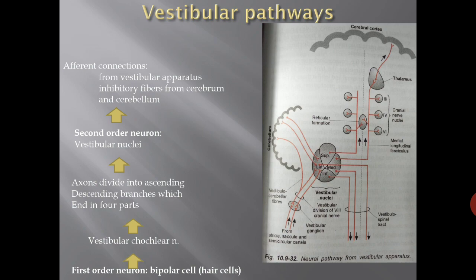In this figure you can see the vestibular pathways. From the hair cells, the receptors present in the utricle, saccule and semicircular canal, then the vestibular ganglion, and then the vestibulocochlear nerve, the eighth cranial nerve, which now enters the brain stem. There are the vestibular nuclei, having afferent and efferent connections. We have discussed the afferent; now the efferent we will discuss in the next lecture.